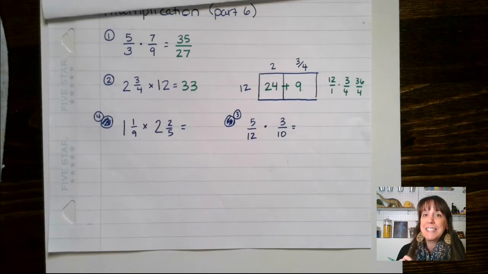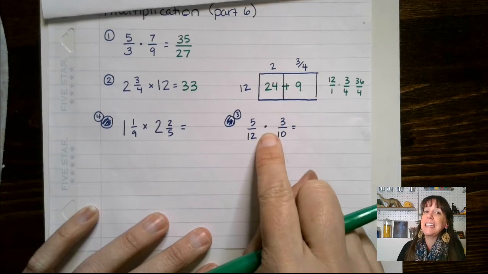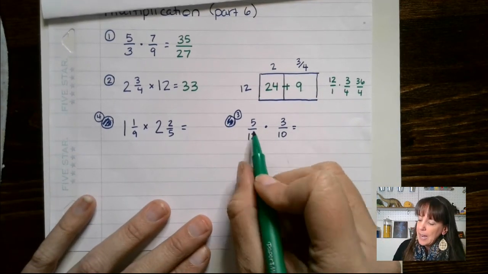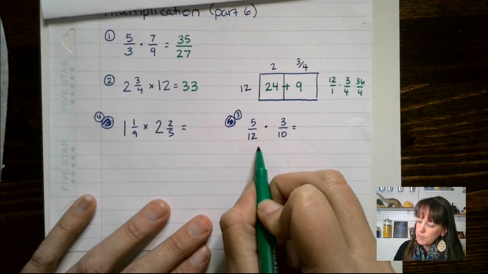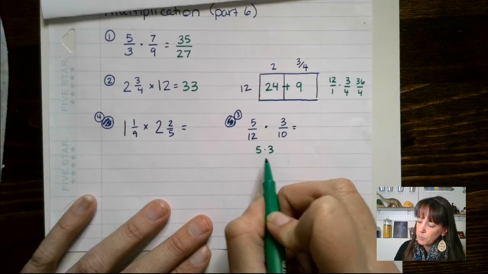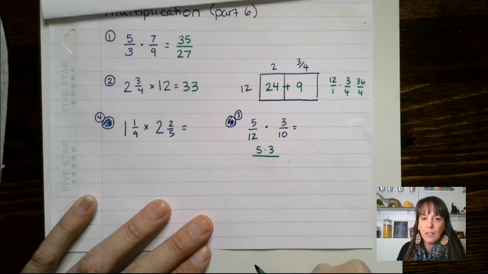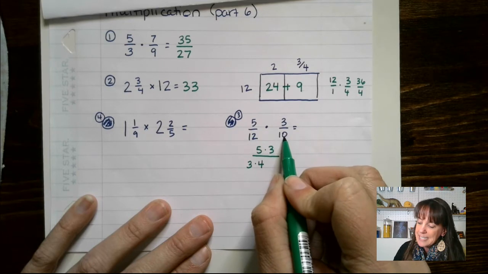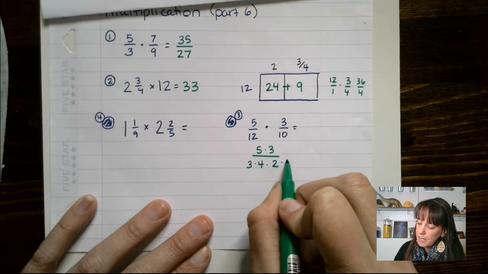This is called cross-canceling. Don't get it confused with cross-multiplying. Cross-multiplying is when there's an equal sign in the middle. This is where we're just multiplying flat out. I'll show you the longer way of doing this. 5 times 3 over 12. Let's go ahead and write 12 as 3 times 4, and 10 we're going to write as 2 times 5.